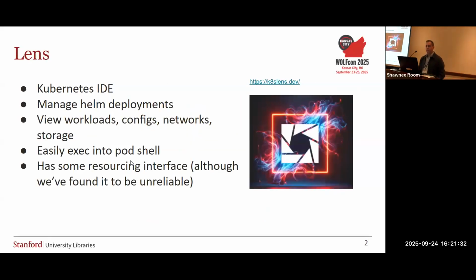One tool that we use is, we deploy our FOLIO system using Kubernetes. And out of the box with Kubernetes, you have to do a lot of kubectl typing. So we were able to purchase a license to Lens, an IDE for Kubernetes. And we use that to manage our Helm deployments. It's good for viewing the workloads, configs, storage, all the aspects of Kubernetes. You can also use it to easily exec into a pod shell to check the internal environment variables, those type of things.